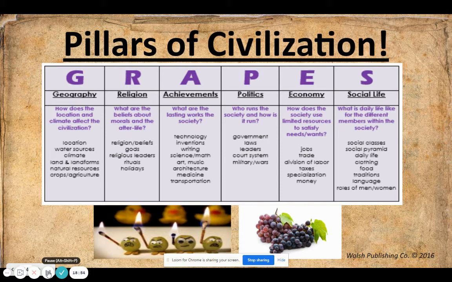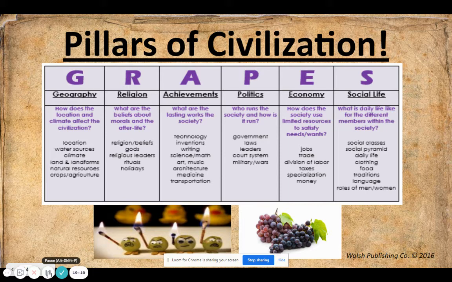Politics is kind of another word for government, and it's who runs the society and how is it run. What is the government like? What are the laws? What are the lawmakers? What are the leaders? How are they decided on? What's the court system? Is there military and wars? Is there conflict? Conflict between cities, conflict between societies, conflict between civilizations and empires. That is all part of politics.